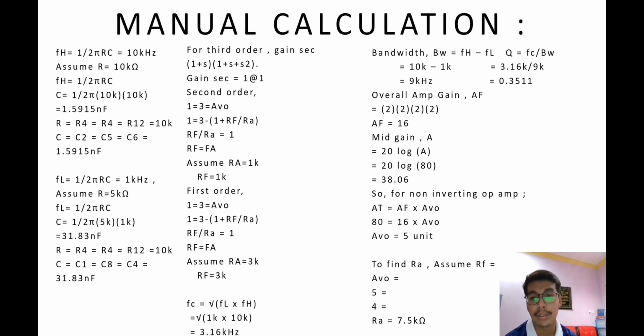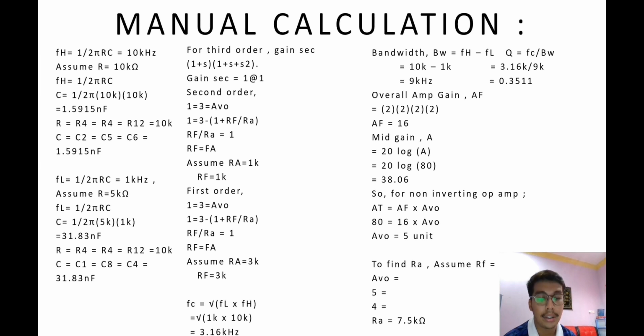For the mid gain, our formula is 20 log A, where A is the mid gain. We have the spec given, which is 80 for our mid gain. So we just substitute into the formula, which is 20 log 80. So we get 38.06 dB. This one we have already plotted in our simulation result for our graph.